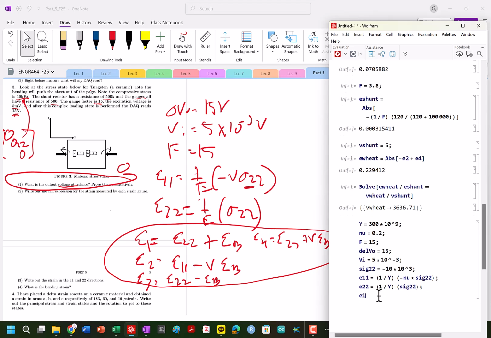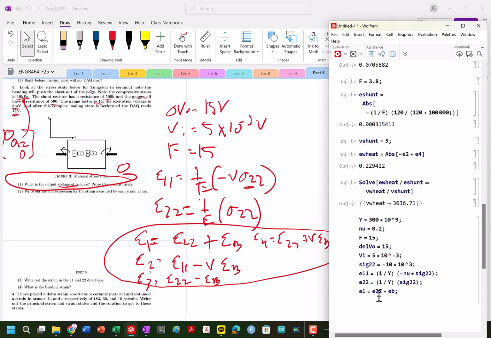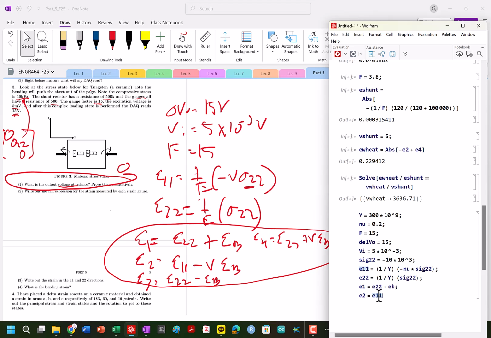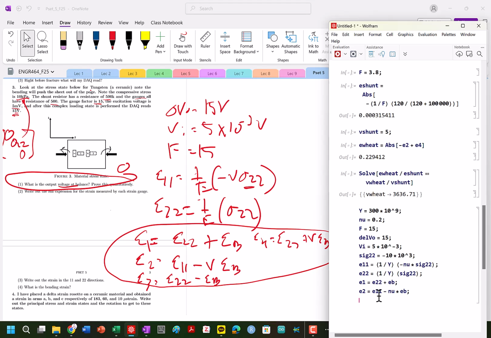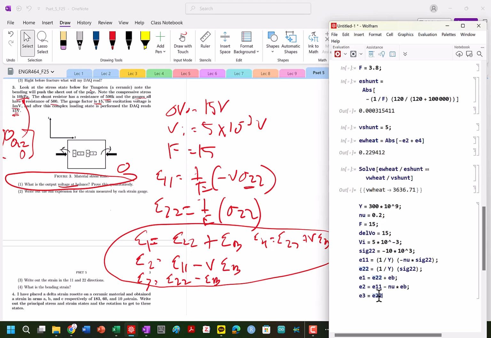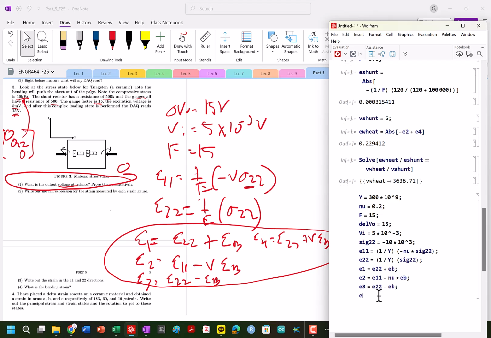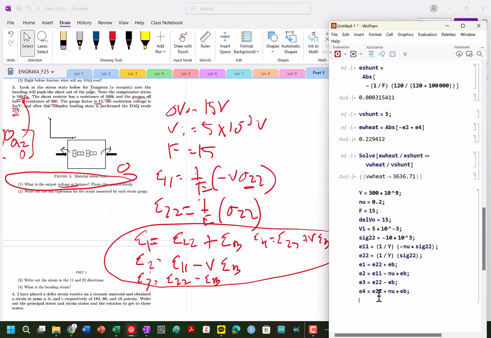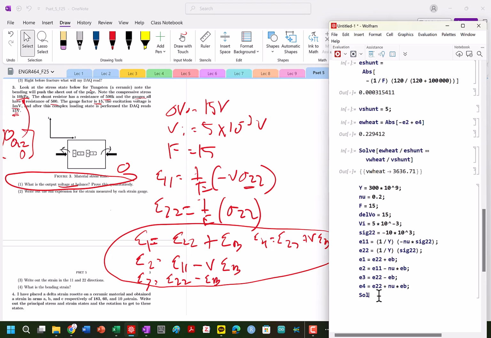We're also told E1 is equal to E22 plus EB. My E2 is equal to E11 minus nu times EB. My E3 is equal to E22 minus EB. And then E4 is equal to E22 plus nu times EB. All right, and then we also know we're going to solve, actually let's solve it later.